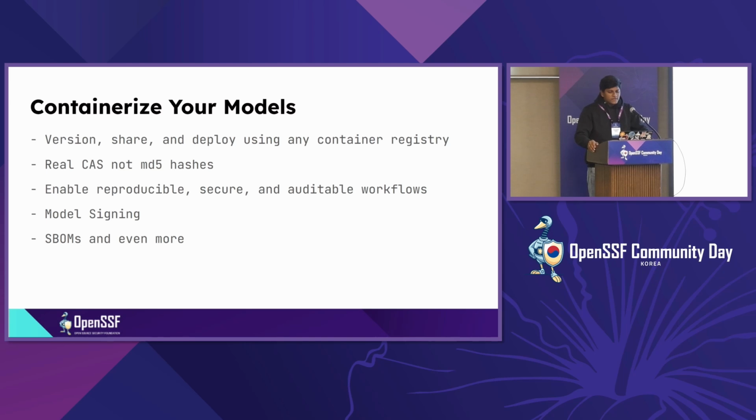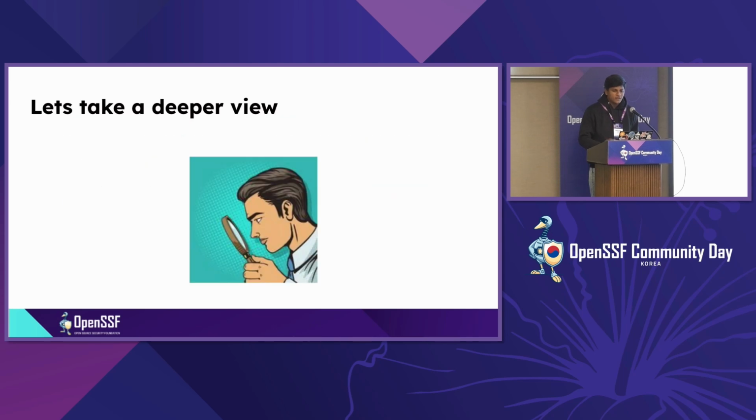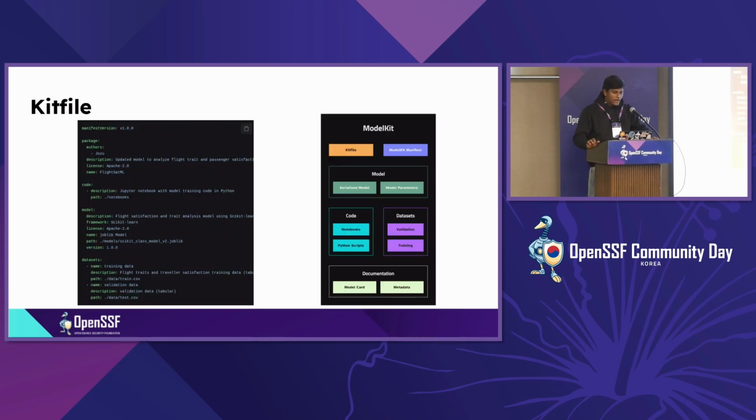So these are reproducible and auditable, because containers are already tested and fully verified. And you can also do the signing part and also generate SBOMs for your AI models. And there is a lot more going on. Let's take a deeper look at how KitOps and Model-Spec solve this problem.